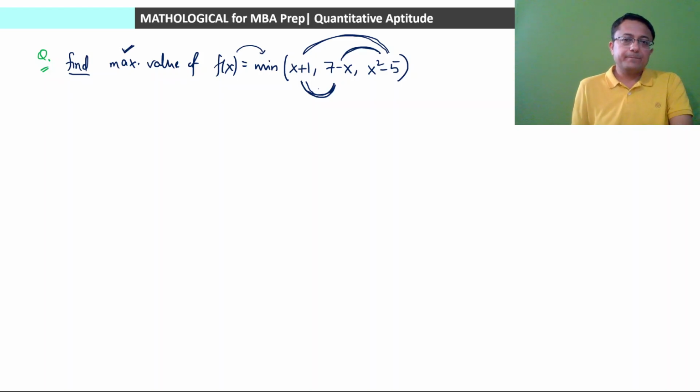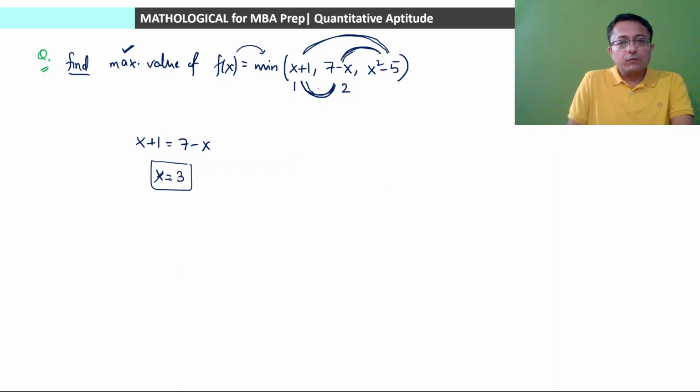Okay, so first of all, let us solve for these two, x plus 1 and 7 minus x. When x plus 1 and 7 minus x are equal, at the intersection point of these two lines, 2x will be equal to 6, so x will be equal to 3. x equal to 3 will be our solution for these two.